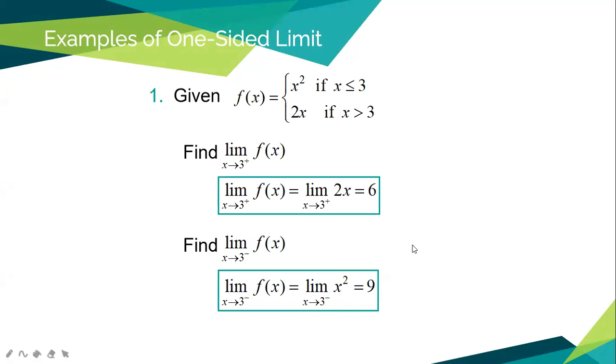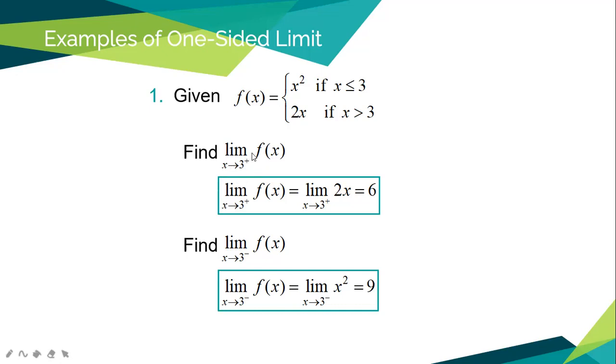So, for example, to better understand the one-sided limit, let's say we have given conditions. The value of f of x is equal to x squared if x is less than or equal to 3, and 2x if x is greater than 3. We are going to satisfy those equations by taking into consideration the value that x approaches. So for example, the limit of f of x as x approaches 3.